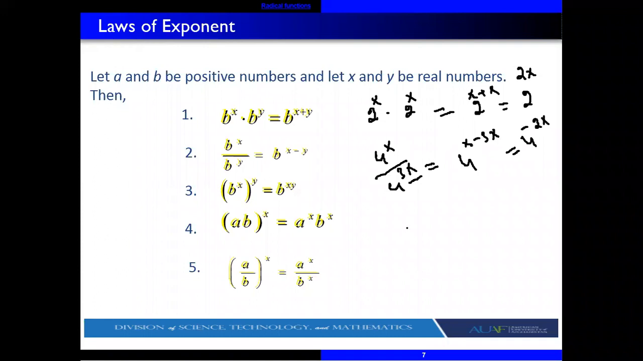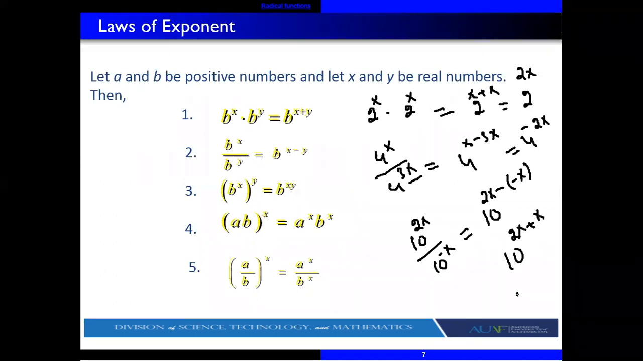Correct? Same, for example, if we have 10 power 2x divided by 10 power, let's suppose, minus x. How can you simplify this one? The bases are the same, so take one base, 10, and subtract their powers: 2x minus, we also have a minus. Correct? So it equals 10 power 2x plus x, minus minus is plus. So 10 power 3x.